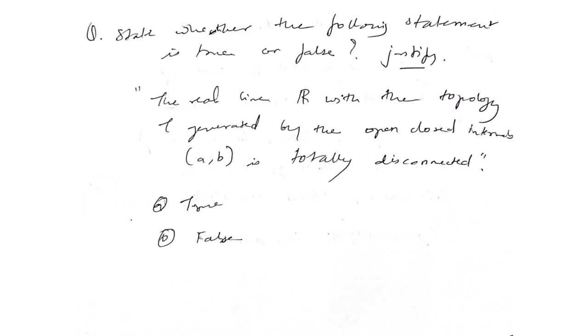So the next question is, state whether the following statement is true or false and justify it. The statement is that the real line R with the topology tau generated by the open closed intervals (a, b] is totally disconnected. Okay, so is it true or false?